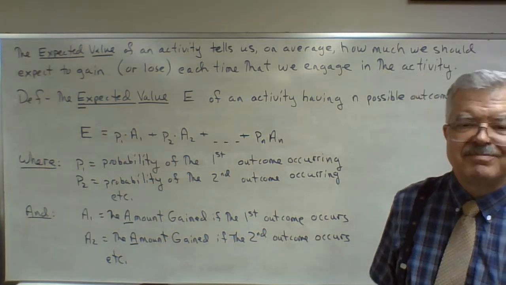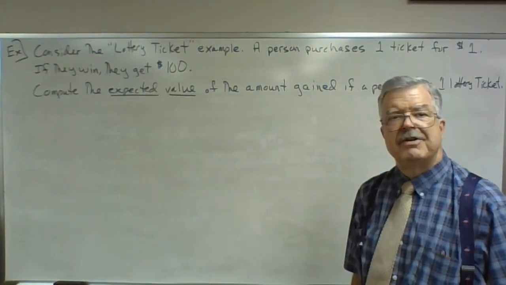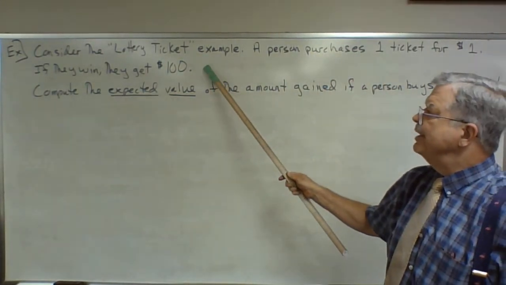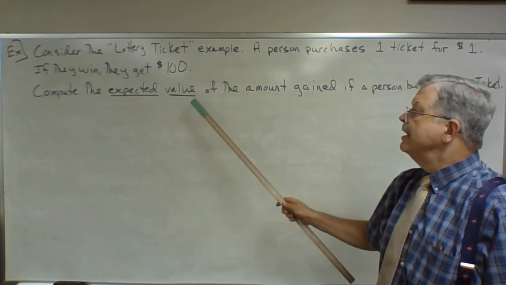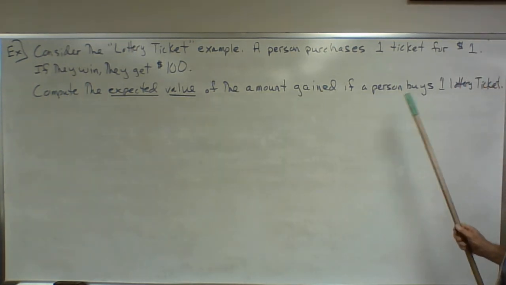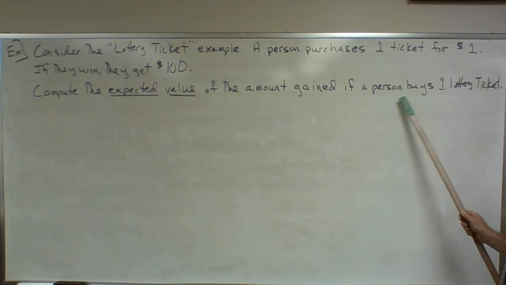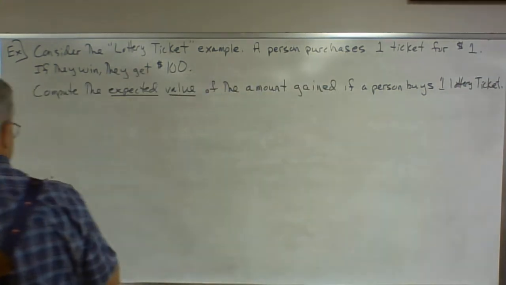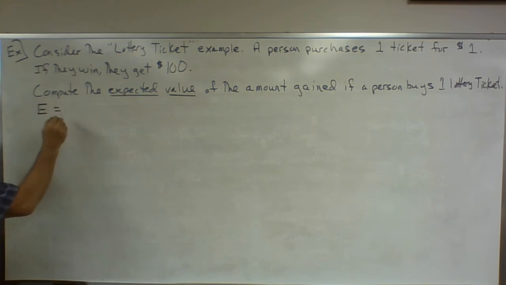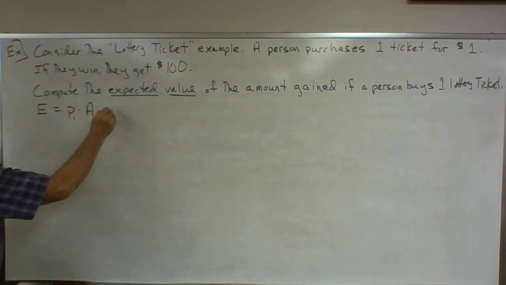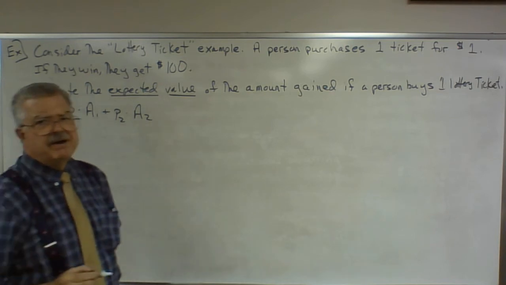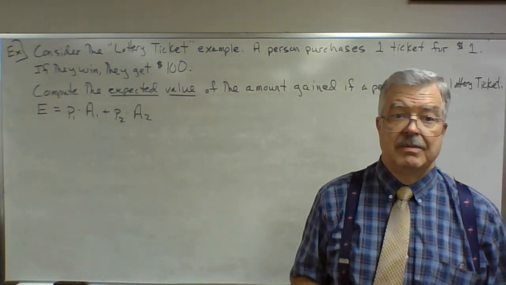Let's put it to the test. We're going to consider the lottery ticket example. A person purchases one ticket for a dollar. If they win, they get $100. Otherwise, they get nothing. Compute the expected value of the amount gained by a person if a person buys one lottery ticket. The expected value is equal to probability 1 times A1 plus probability 2 times A2. Now, why did I stop there? Why did I say that there are only two outcomes?